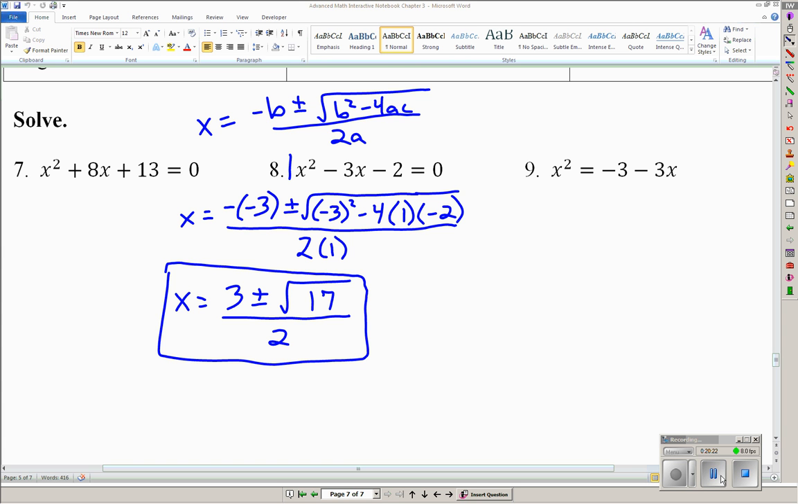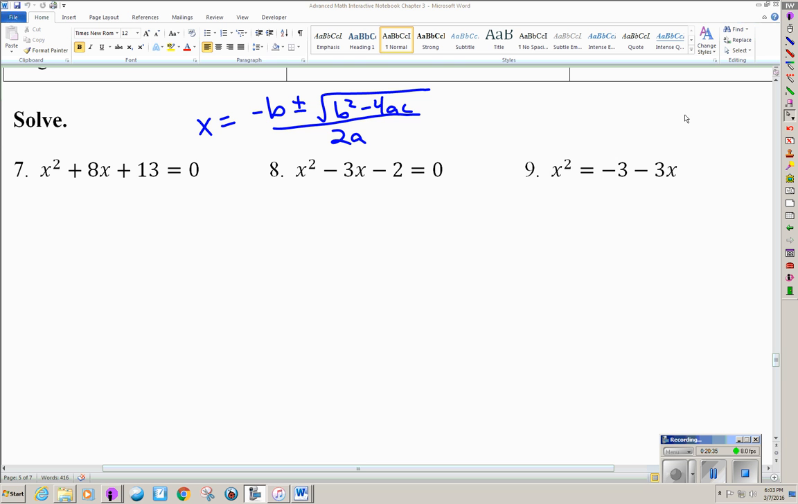If you can factor out, or not factor, but if you can bring something out of the radical, do it. That 12 on question 7, we were able to simplify that. But 17 doesn't have any perfect square factors. How about this last one?